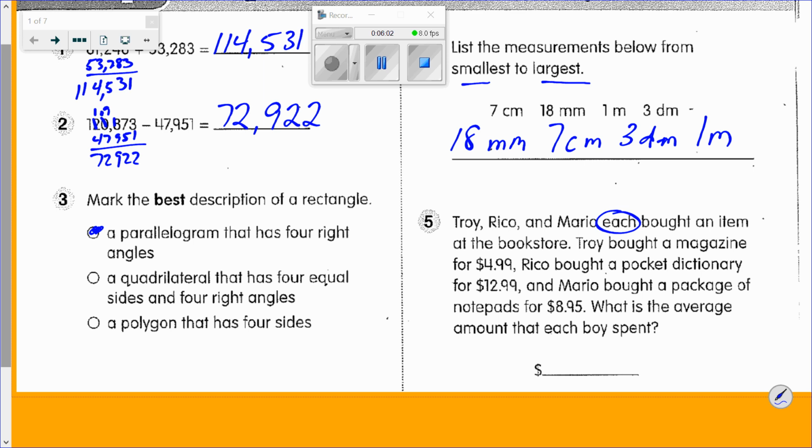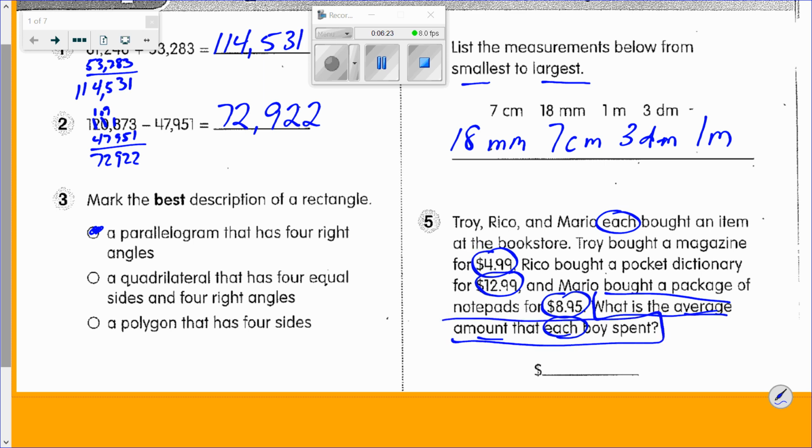Bought an item at the bookstore. Tony bought a magazine for $4.99. Rico bought a pocket dictionary for $12.99. Mario bought a package of notepads for $8.95. What is the average amount that each boy spent? So there's our question. We'll box that. Now, key term here, average.